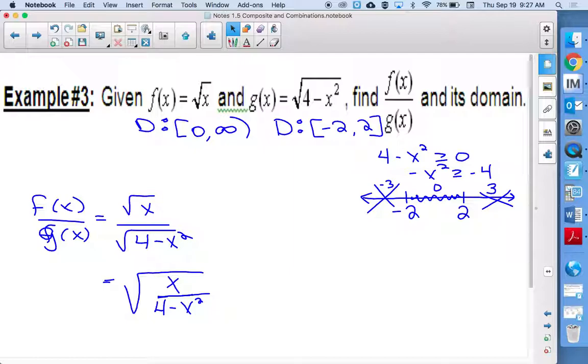So then the question is, where is the overlap? Which numbers work for both? So looking at both domains, the one domain says it has to start at 0 and go the whole way to infinity. The other domain says it's only allowed to go from negative 2 to positive 2. What do you think? Bracket 0, 2, bracket.